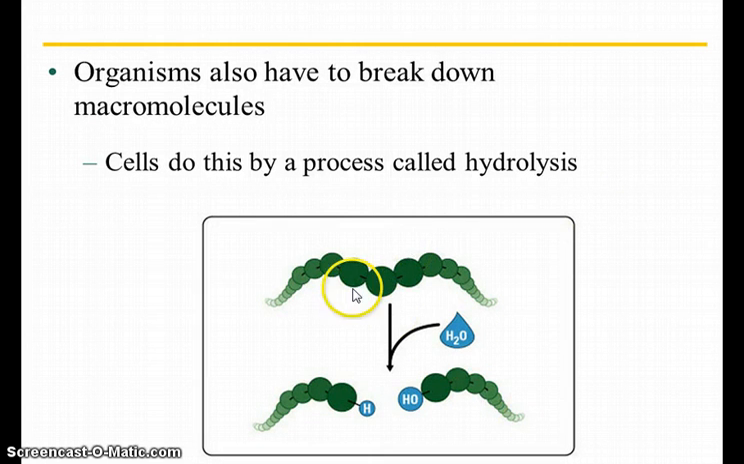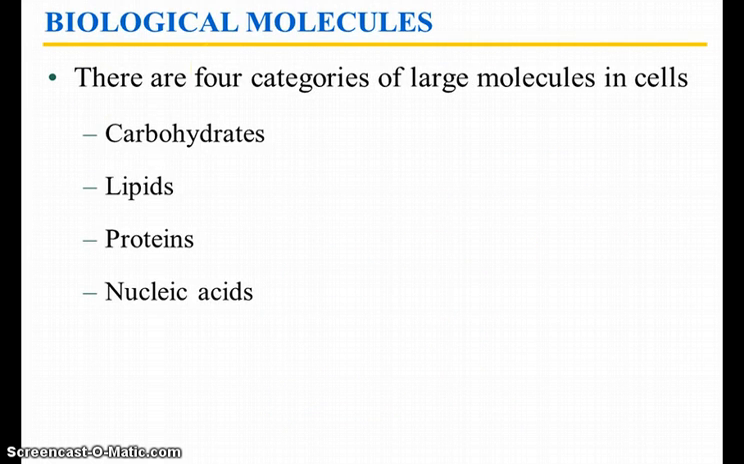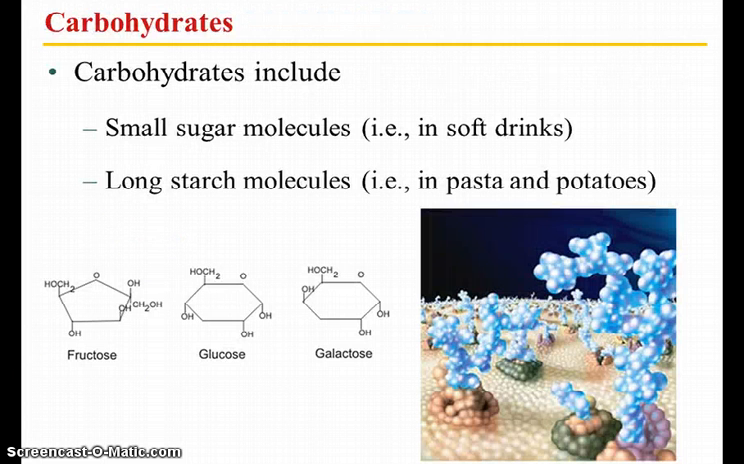If we break those bonds, we need water to be put in to make those same ends that were there before. That's called hydrolysis. Hydro, water, lysis, breakdown. So breaking down by using water. There are 4 types of organic molecules, and we're going to look at each of those in turn. Carbohydrates, sugars, lipids, fats, proteins, and nucleic acids.